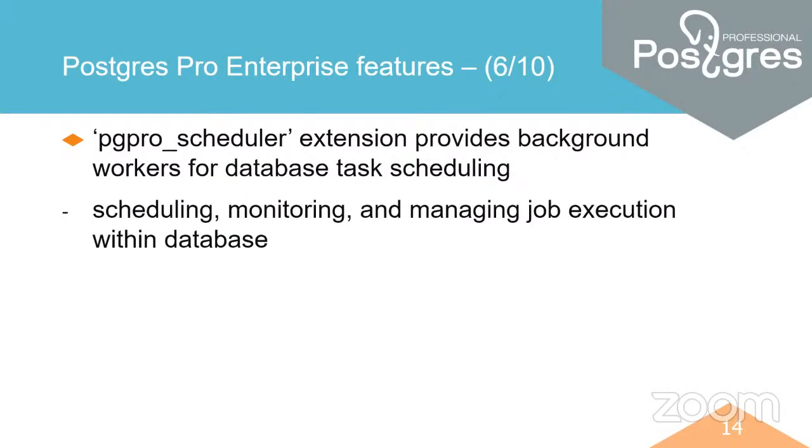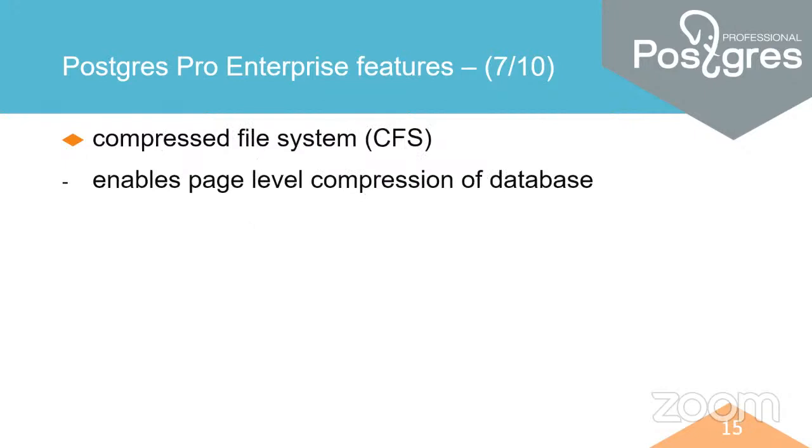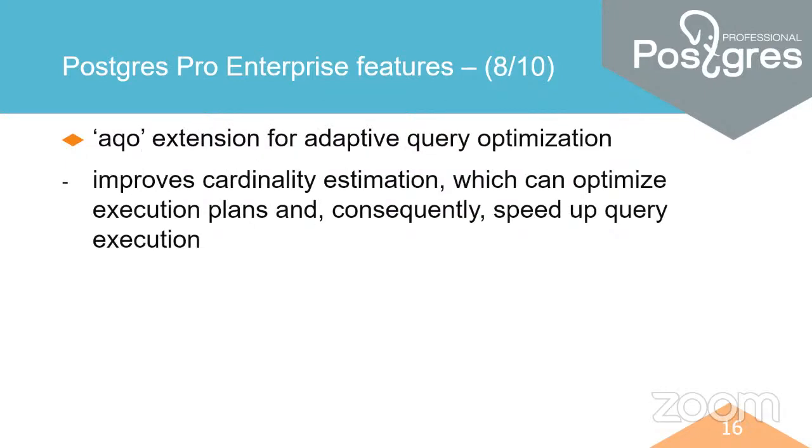PG Pro Scheduler extension provides background workers for database task scheduling. You can schedule, monitor, and manage your job inside of database using this feature. Adaptive query optimization extension improves cardinality estimation, and it allows you to optimize execution plan and consequently speed up query execution.